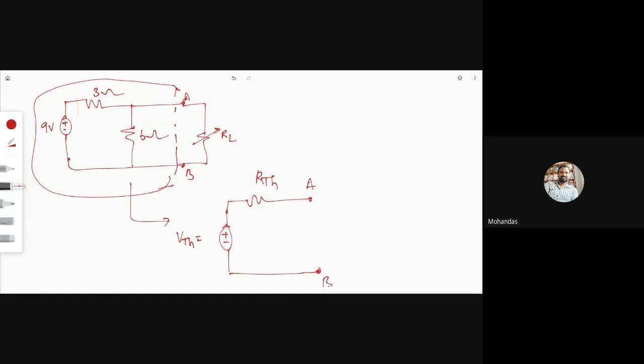What is the Thevenin voltage? Sai Kumar, what is the Thevenin voltage which you have calculated? Srivarsha? 6, sir. 6 volts, very good. R Thevenin? 2 ohms. Yeah, this is called a Thevenin equivalent circuit.